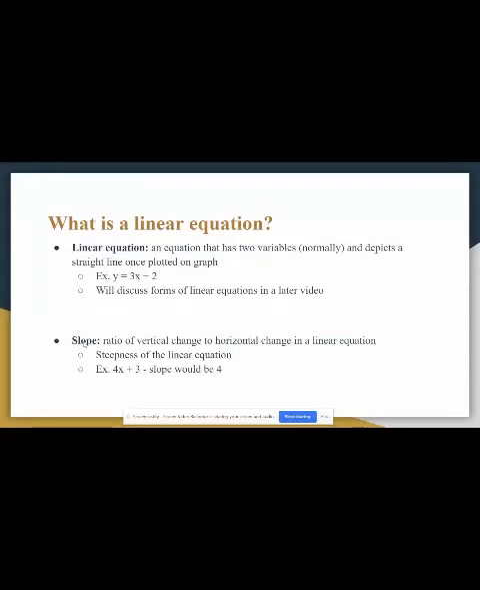Slope. Slope is the ratio of the vertical change to the horizontal change in a linear equation. In other words, it's the steepness of the linear equation. An example would be in the equation 4x plus 3. In this case, 4 would be the slope of this equation.